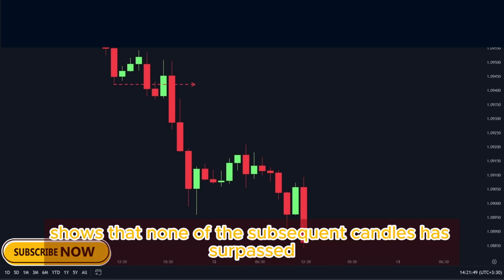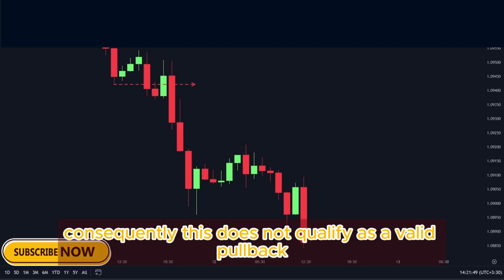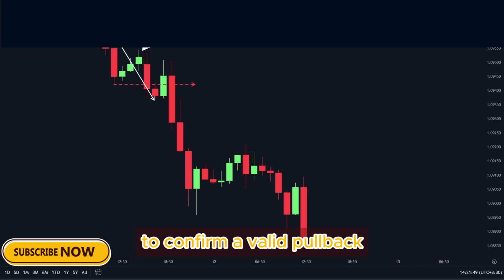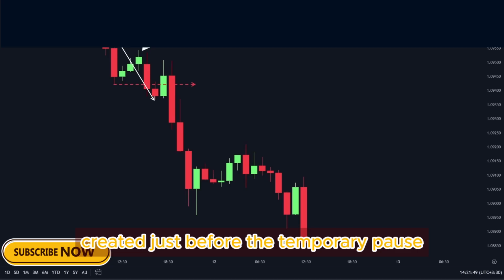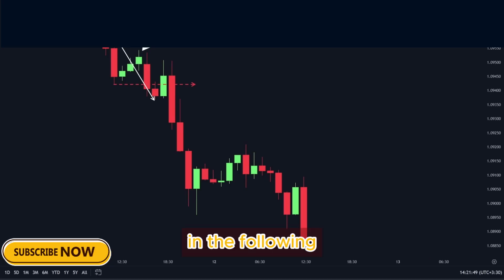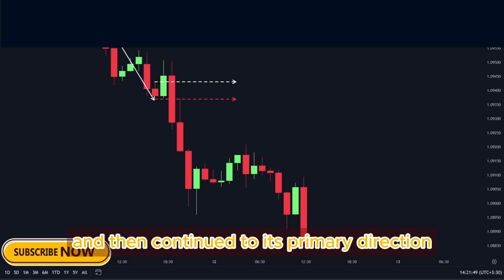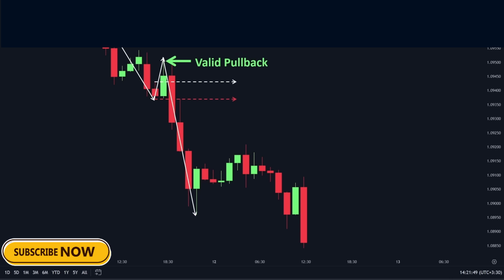shows that none of the subsequent candles has surpassed the high of this bearish candle. Consequently, this does not qualify as a valid pullback. Instead, we should consider it as an impulse move. To confirm a valid pullback, the price must break or sweep the liquidity above the latest candle created just before the temporary pause. In the following, we can see that price has broken the high of this candle and then continued to its primary direction. So we have a valid pullback here.